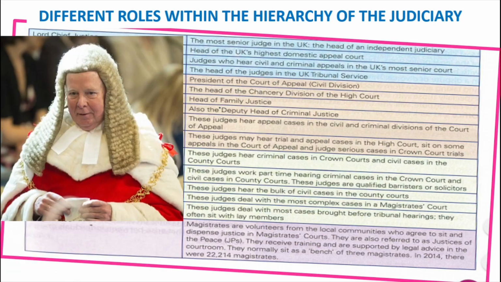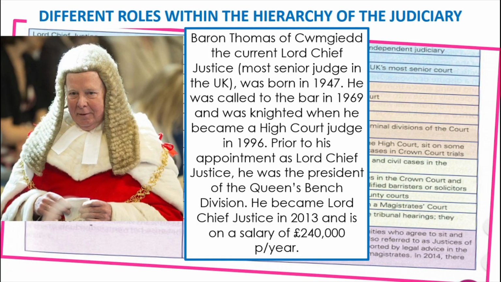This is the current Lord Chief Justice. His name is Baron Thomas of Cwmgiedd, the current Lord Chief Justice, the most senior judge in the UK. He was born in 1947. He was called to the bar in 1969 and was knighted when he became a High Court judge in 1996. Prior to his appointment as Lord Chief Justice, he was the President of the Queen's Bench Division. He became Lord Chief Justice in 2013 and is on a salary of £240,000 per year.